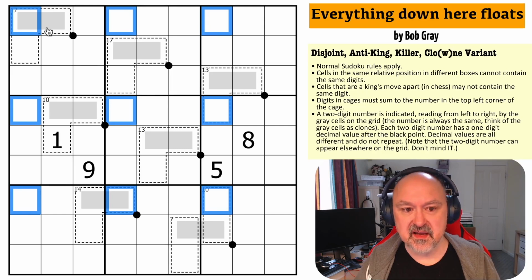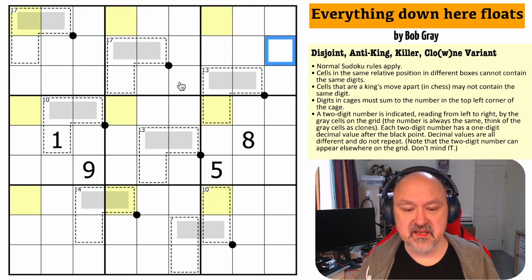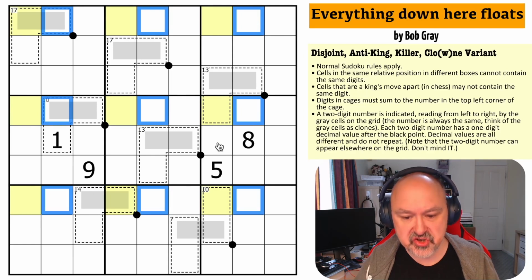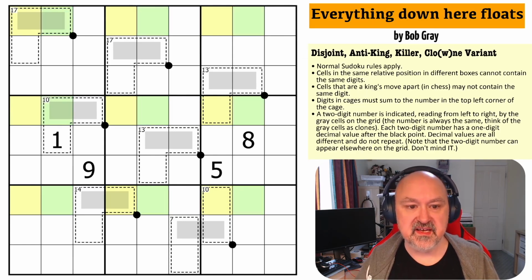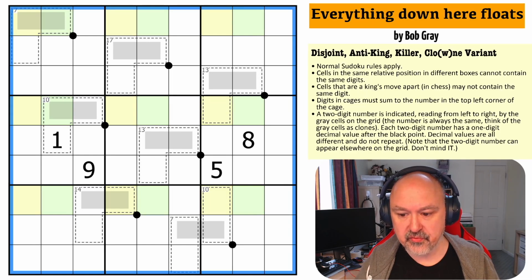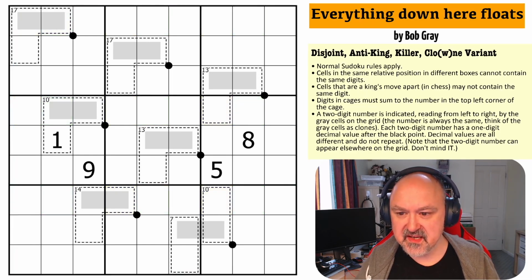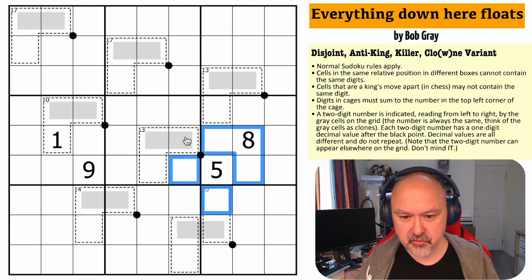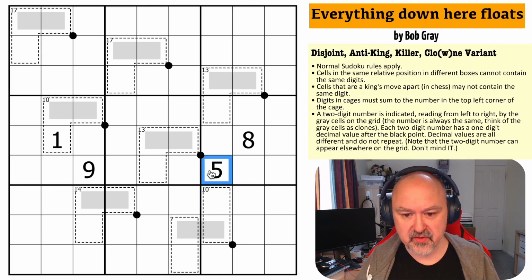What that means is, if you look at the same position in any box, like those are position one in the boxes, all of those will be a set of the digits 1 to 9. These are position two in the boxes. All of those will be a set of the digits from 1 to 9. And the same will be true for position 3, position 4, position 5, all the way through to the final positions in the box. Cells that are a king's move apart in chess may not contain the same digit. And what that means is, because this is a 5, normally those digits couldn't be a 5 by Sudoku, but it also means those digits cannot be a 5 because a king could move to that square if this was a chessboard.